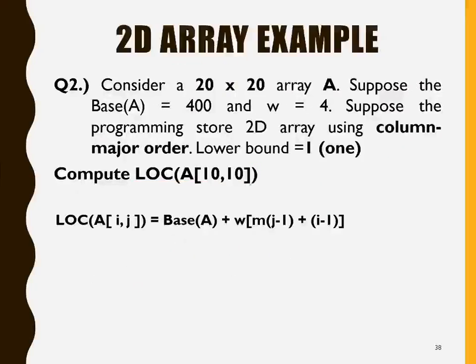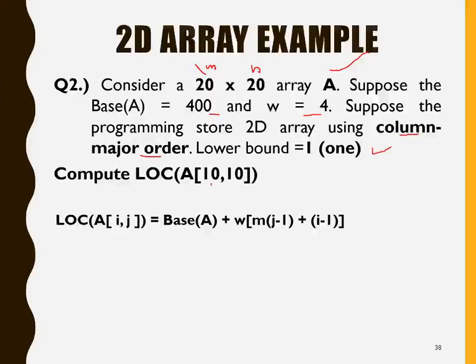Let us discuss this example now with the help of column major order representation of addresses in a 2D array. This is a 20 cross 20 array, so m and n are the same, having values 20 and 20. The array name is A, the base address is 400, the width is 4 bytes, and we are storing the array in column major order, unlike the normal row major order, and the lower bound is again 1.